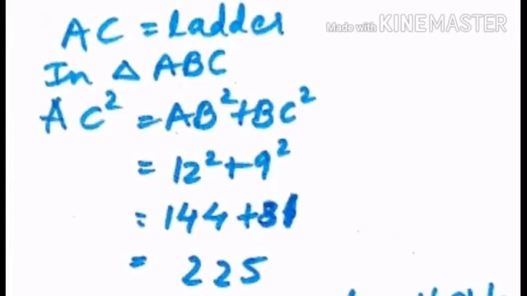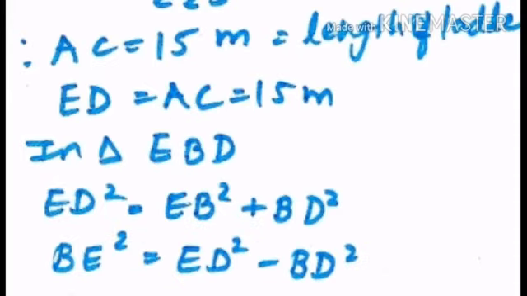This is the length of our ladder. Students, now you have to think that first the ladder is at the AC position, and in the next situation the ladder is at the ED position. The ladder is the same, so the length will not change. It means AC is equal to 15 meter, which is the length of the ladder, and ED is equal to AC, which is 15 meter. Now in triangle EBD, the triangle made after we drew the ladder more slant, we have to find the value of BE so that we get AE.